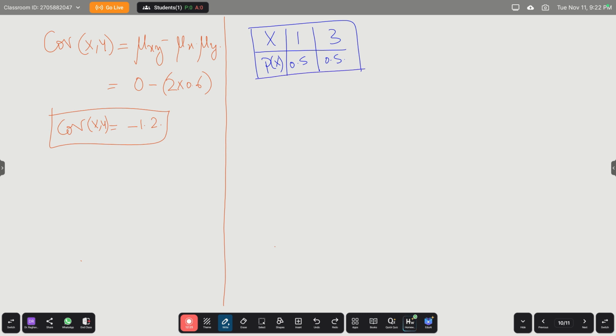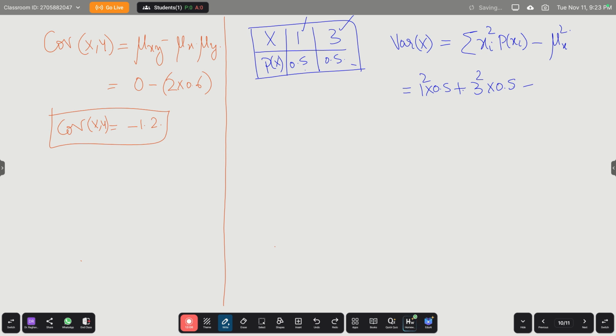To find the standard deviation, first we need to get the variance of x. Once we get the variance, if we take the square root of variance, we will get the standard deviation. And what's the formula for variance? You can recall, it is summation xi square p of xi minus mean square. So the first value of x is 1, so 1 square multiplied by its probability 0.5, plus the second value of x is 3, so 3 square multiplied by its probability 0.5.